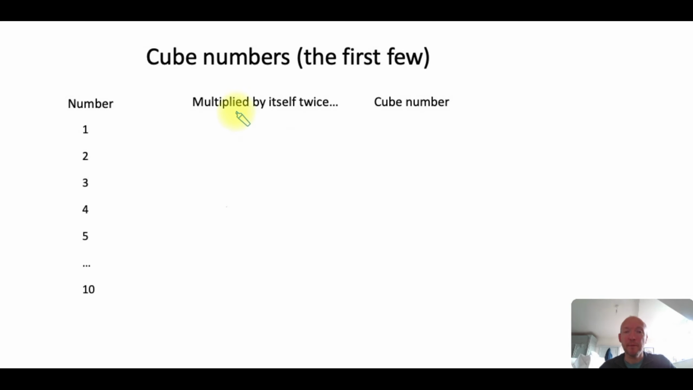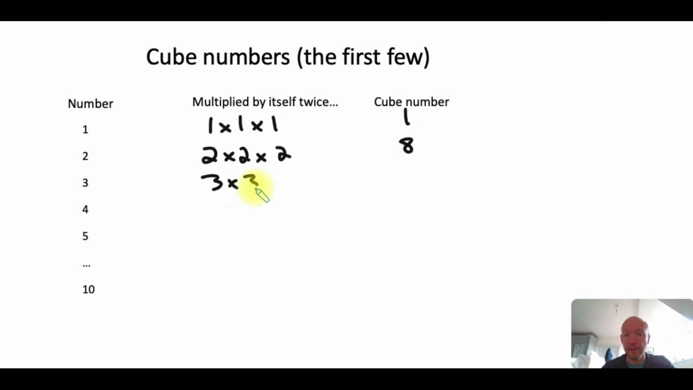Right, let's have a look at a few examples of that. So we've got number 1. If we multiply 1 by itself and then itself again. So notice you're multiplying it by itself twice. You multiply it once, twice gives you 3 in total of that number being multiplied together. So 1 times 1 times 1 means that the number 1 is a cube number. 2 cubed is 2 times 2 times 2, or 2 times 2 is 4, times 2 is 8, so 8 is a cube number.